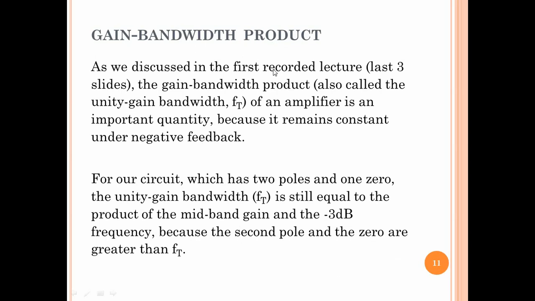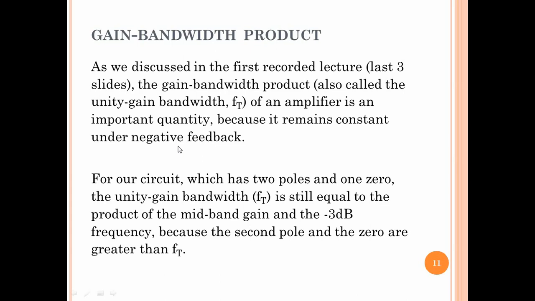And as we saw in the last 3 slides of the first recorded lecture, this is an important quantity for a variety of reasons. Two primary ones: one is that the gain bandwidth product, or the unity gain bandwidth, remains constant under negative feedback. When we put this amplifier under negative feedback, it reduces the gain. That gain of 200 may be made 10 or 5 or whatever.